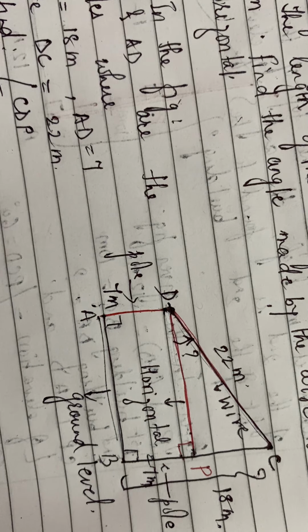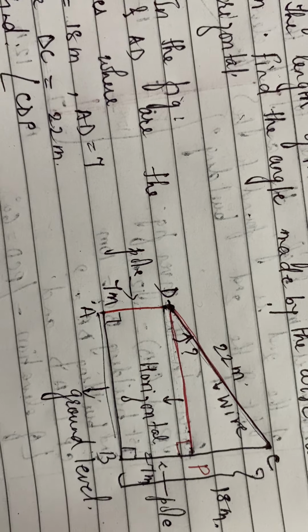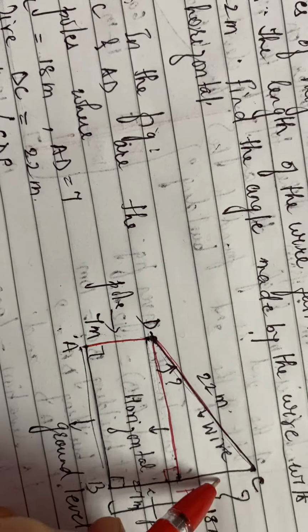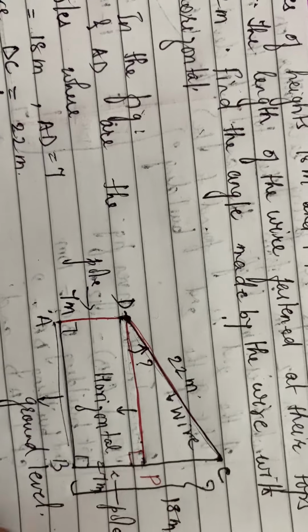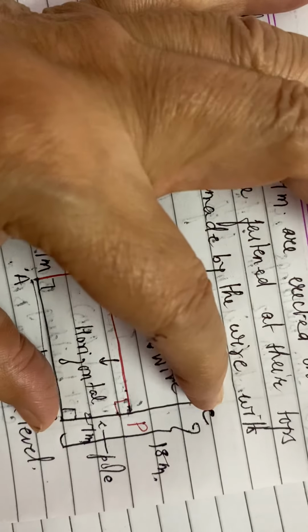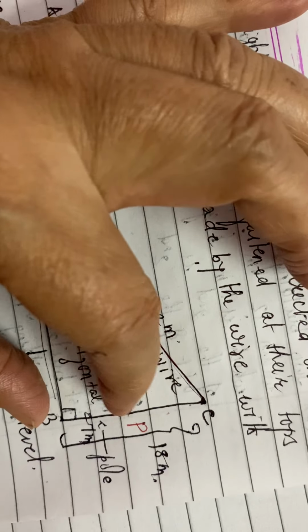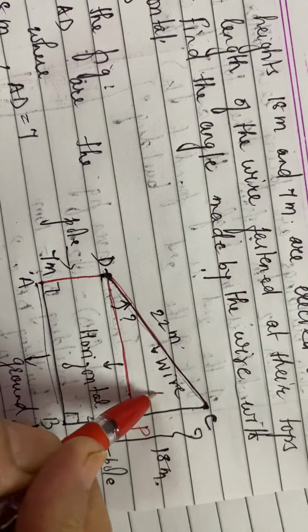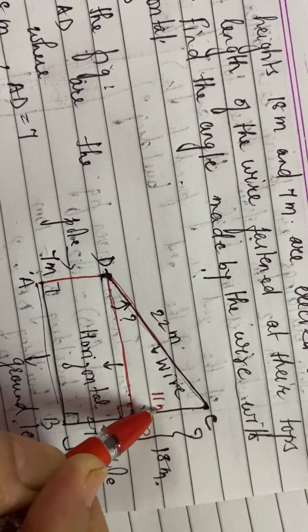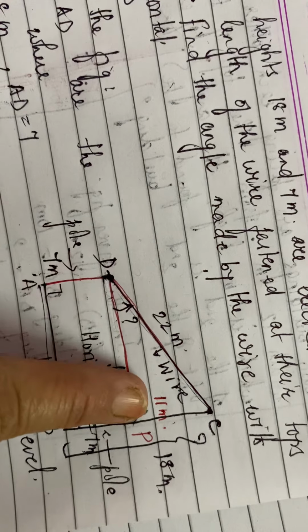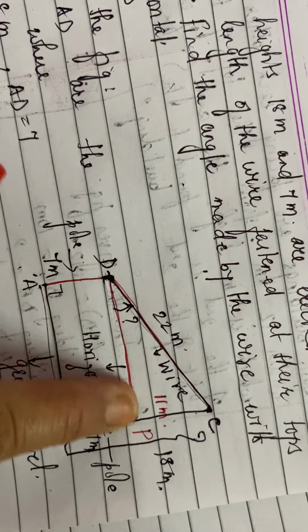So what we do is, here, we can find out this length CP. Why? Because BC is 18 and BP is 7. So 18 minus 7 will give you this length, which will be 11 meter. And using the relationship between 22 and 11, we can easily find out this angle. Let us see how.